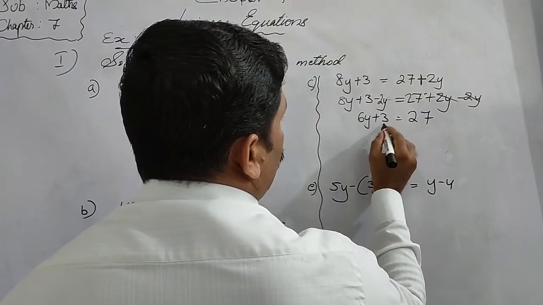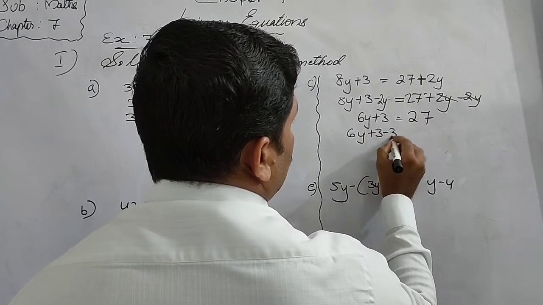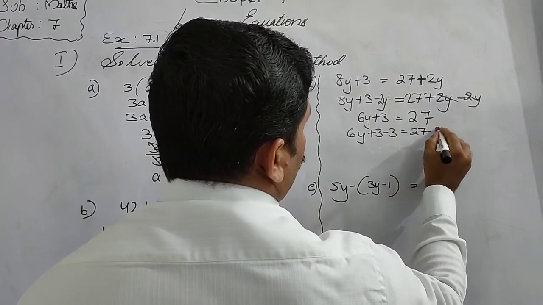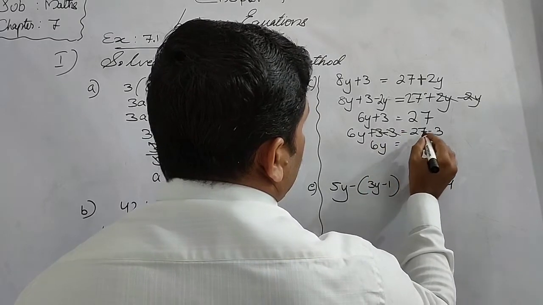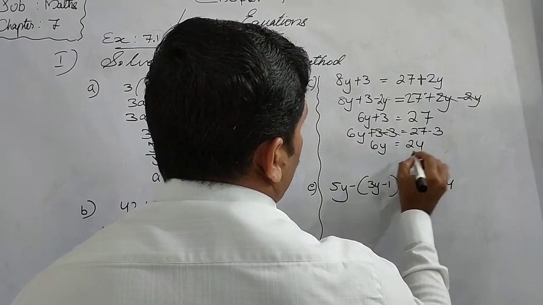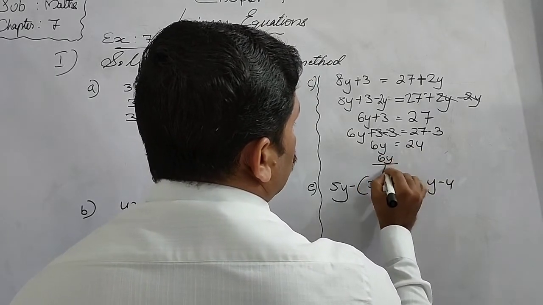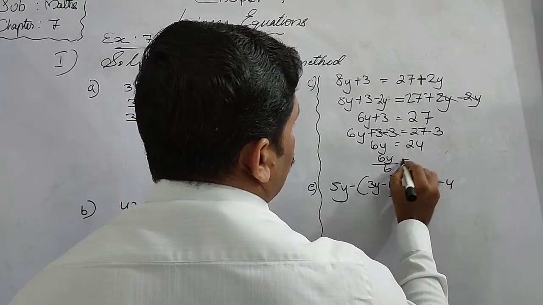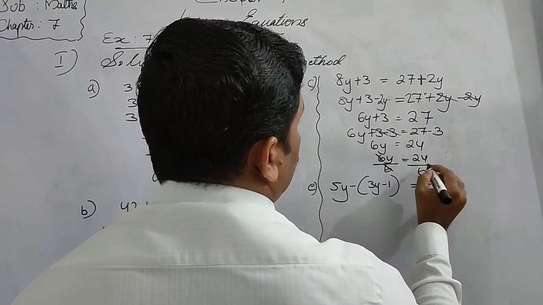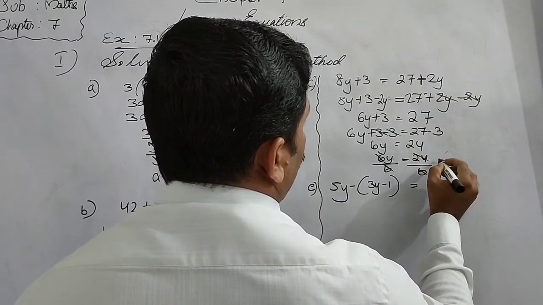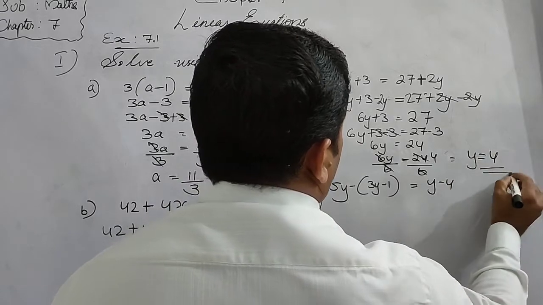Now I want to eliminate this plus 3. So 6y plus 3 minus 3 is equal to 27 minus 3. These two will be cancelled, then 6y remains here, is 27 minus 3 is 24. Then I want to eliminate this 6 from here. So 6y by 6, here it is multiplication, so I want to do division, 24 by 6. 6 and 6 cancelled, and here 24 by 6 is 4. Therefore y is equal to 4.